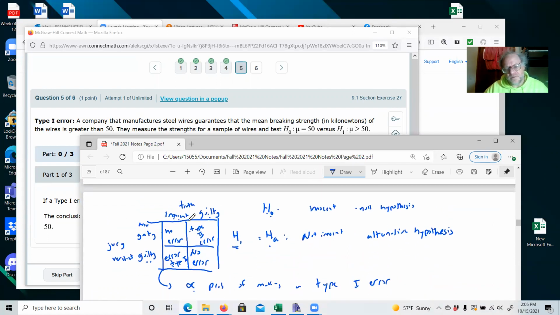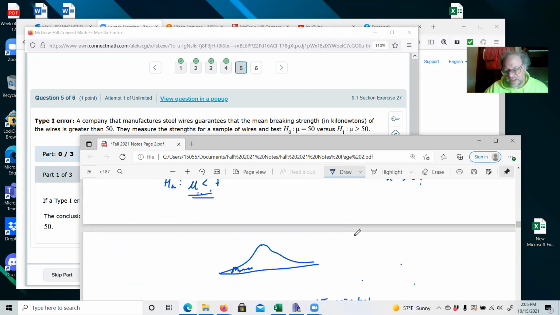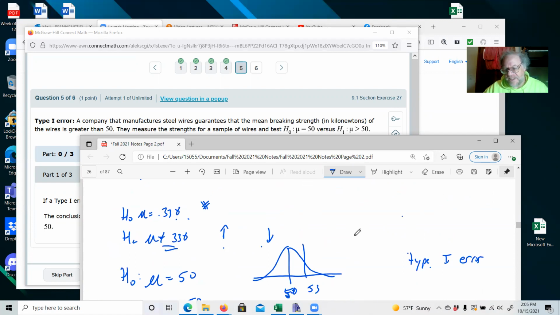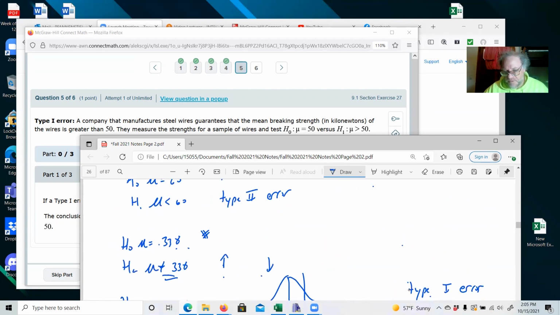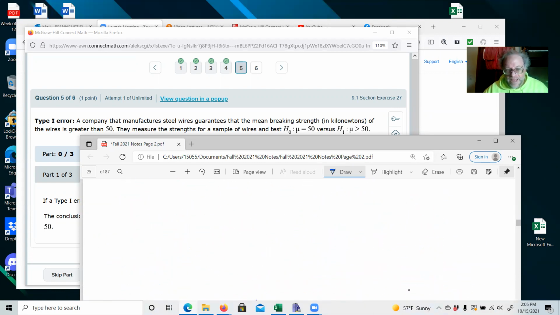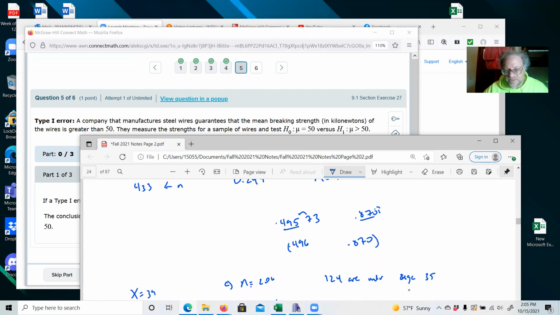Okay, so we're saying the truth is, right? The truth is the H0 is true. So we're going to write that down. We're going to say the null hypothesis is true. That's what type 1 error is going to do. The null hypothesis is true. The mean breaking strength actually is 50. And what did we find when we tested this thing?